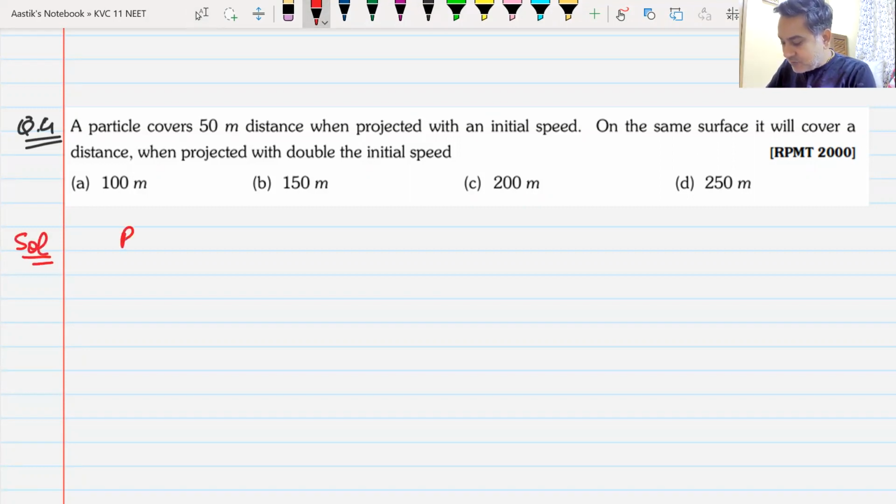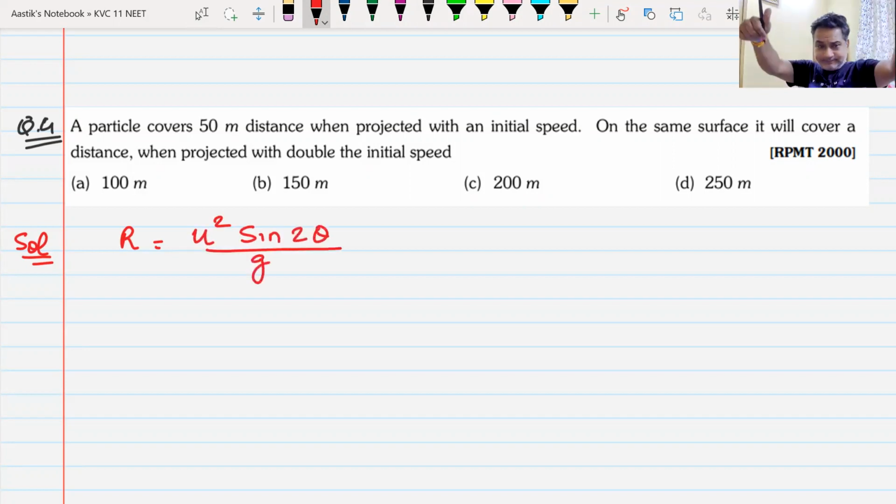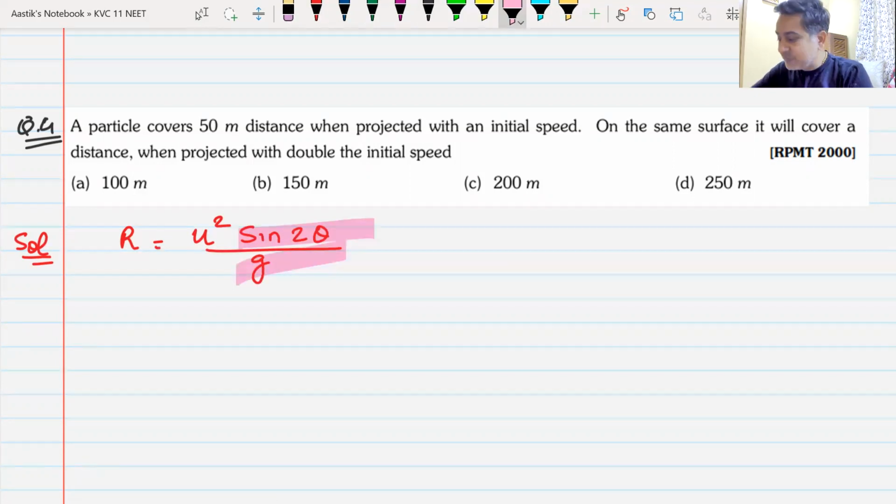If you remember the formula of range, I've told you it in many ways. Here we will use u square sine 2 theta by g. Do we understand this? Yes or no? Angle is same, so this is same. g is same, so this is same. So I can now say range is proportional to u square, the initial velocity square.